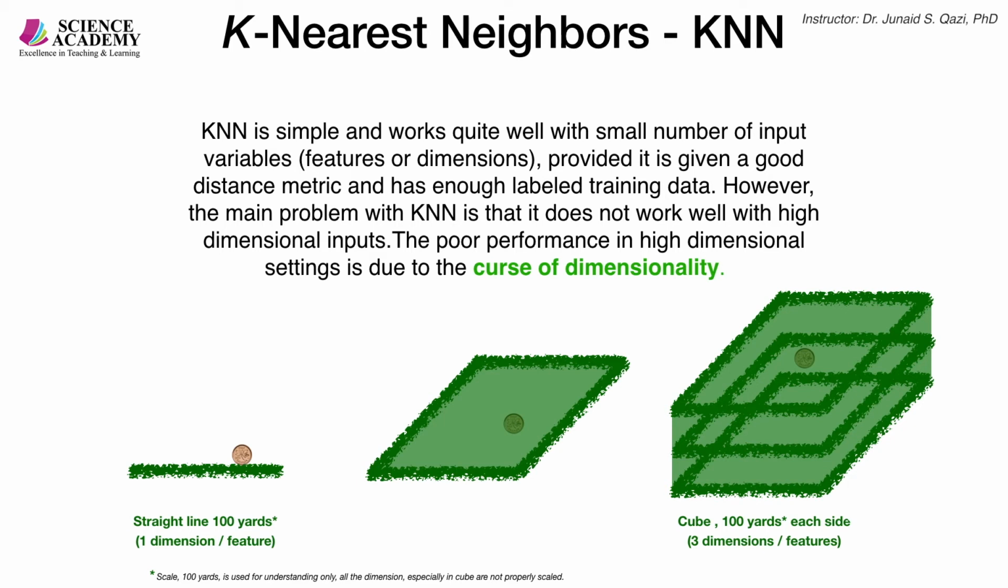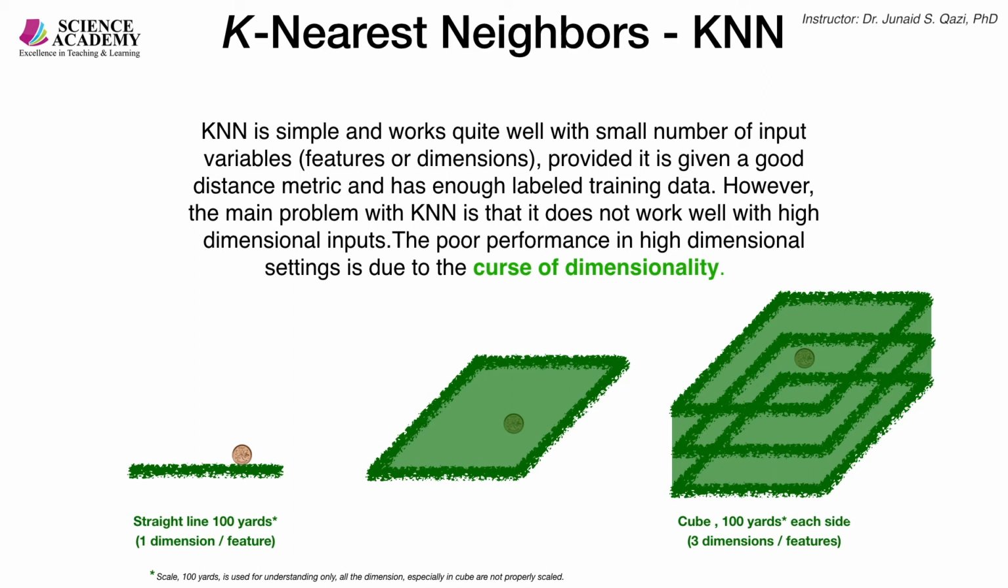Consider you have a straight line 100 yards long and you dropped a penny somewhere on it. It would not be too hard to find a penny along this 100 yards long line. You walk along the line and it takes 2 minutes. This one line is a single dimension.